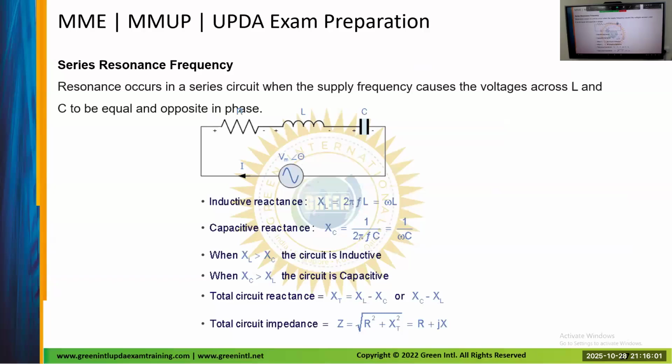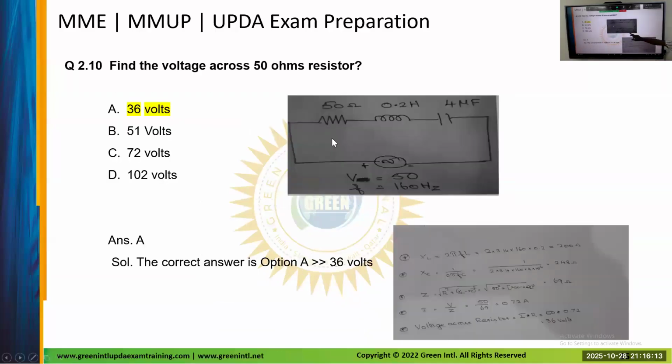Okay. Then we come to the next topic, that is resonance circuits. Resonance circuit means the same RLC circuit. Here we have voltage and frequency. Sometimes we keep the voltage constant and change the frequency. Sometimes the frequency is constant and we change the voltage.